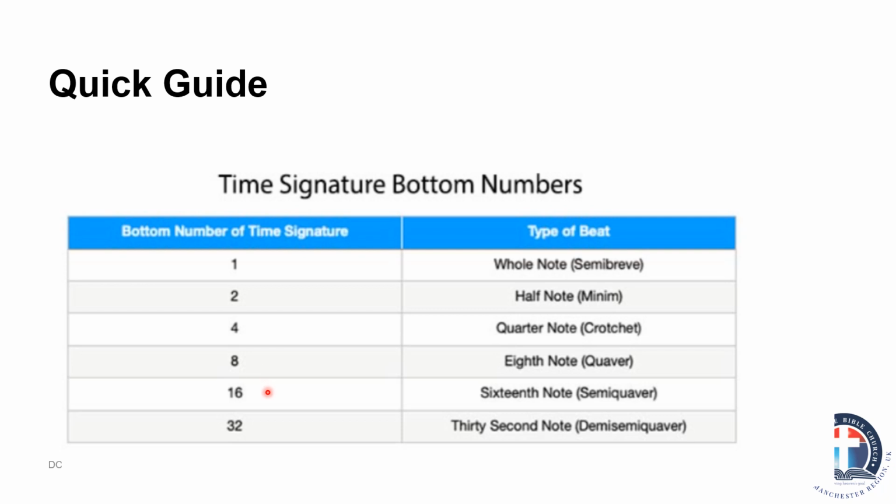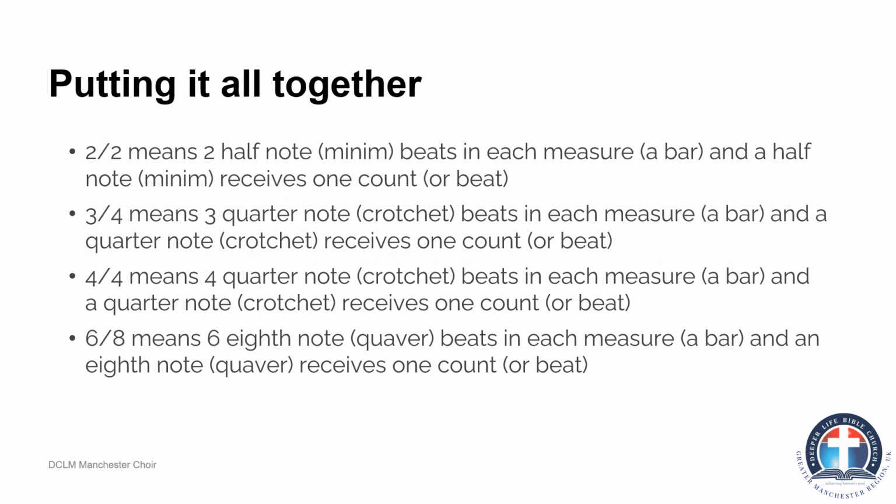16th note is 1 over 16, or 16 like you see it here, or semiquaver. 32 is a 32nd note or demisemiquaver. And 64, if you like, will be a 64th note or hemidemisemiquaver. So it's a quick guide to help you know what each number at the bottom signifies.